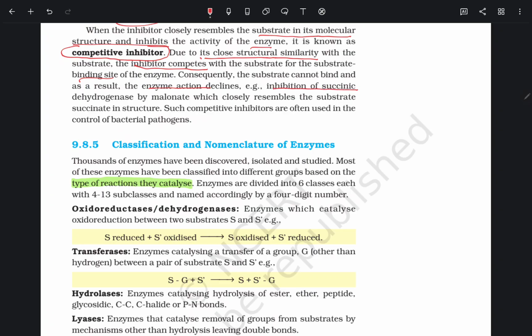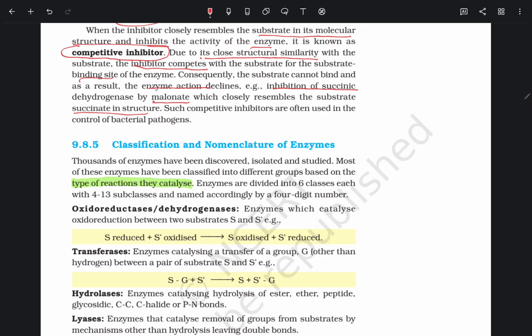Consequently, the substrate cannot bind, and as a result, enzyme action declines. Inhibition of succinic dehydrogenase by malonate, which closely resembles the substrate succinate in structure. Such competitive inhibitors are often used in the control of bacterial pathogens.